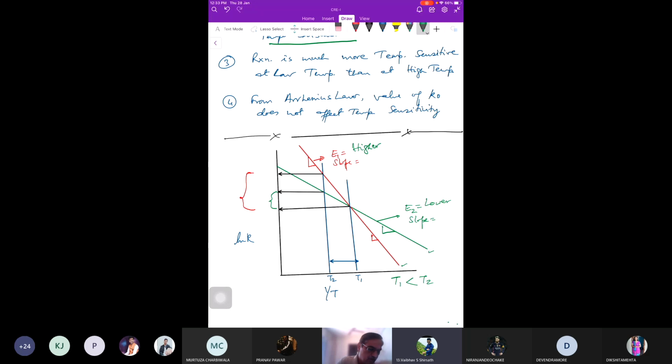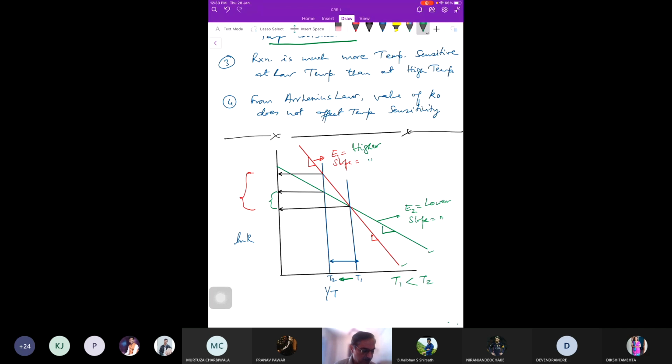Yes sir. Slope is similarly the same thing, right? This is lower, therefore this is lower. Barabar. So now if I take two temperatures T1 and T2 and see what is the effect of change in temperature. Suppose T1 is less, T2 is more, right? So I suppose I increase the temperature from T1 to T2.